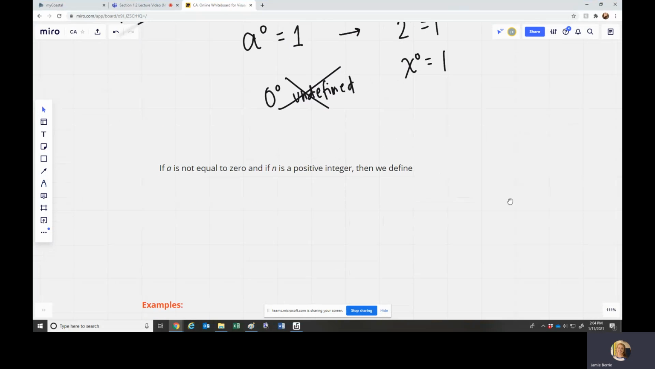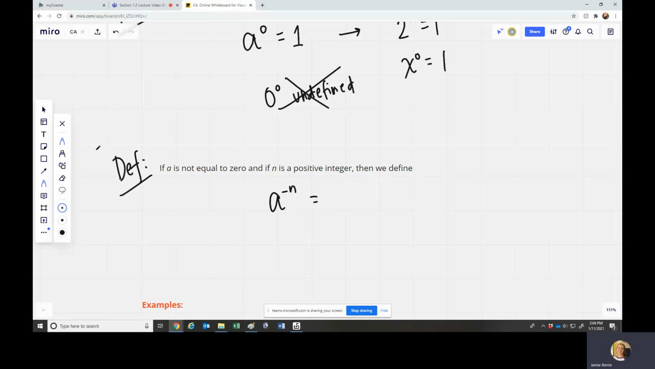Our last definition for this topic says if A is not equal to 0, and if N is a positive integer, then we define A to the negative N equals. Now, I know this looks a little complicated because I just said the N is positive. The reason they specify the N is positive is because imagine if N was a negative number like -2, then it would be -(-2), and two negatives cancel each other out and become a positive. So that's why they specify that N has to be a positive number.